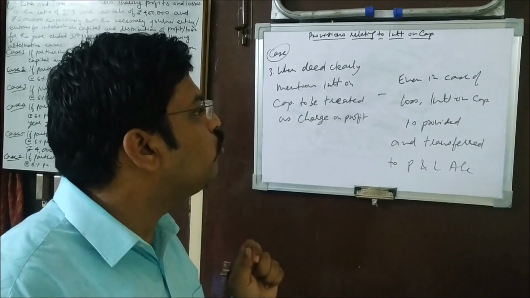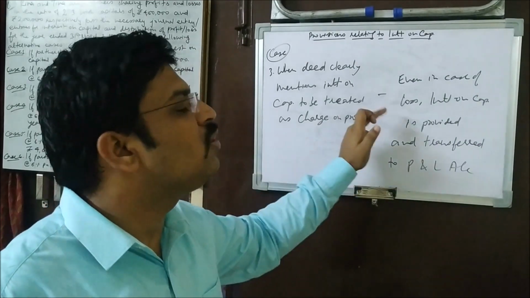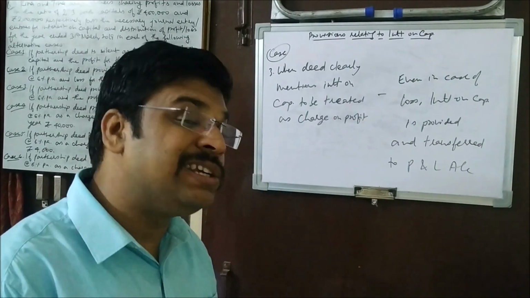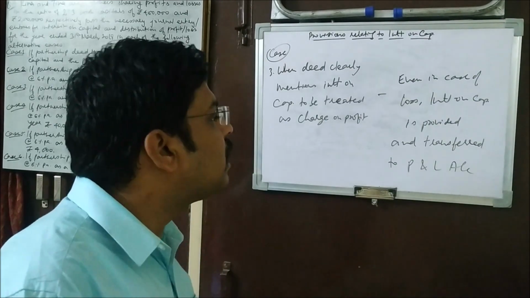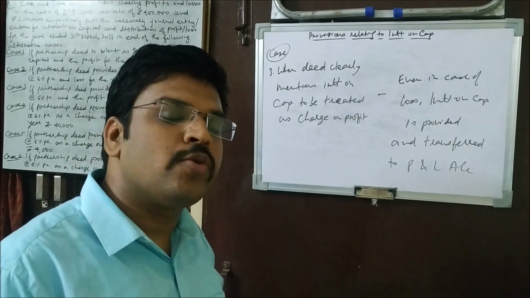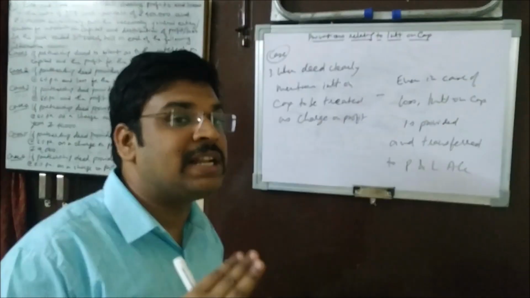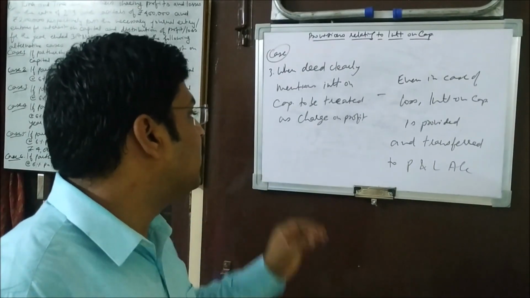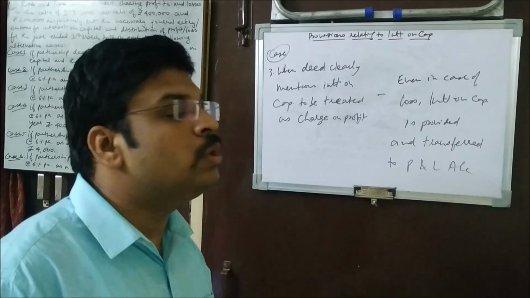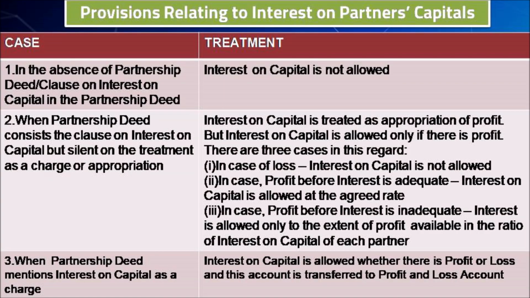Okay, and it will be provided even in case of loss. However, it increases the loss. It doesn't make much difference because it is a charge on profit. That is why we always treat it as appropriation until it is mentioned as a charge on profit. But when the question says that it is a charge on profit, we will have to do this treatment. Okay.